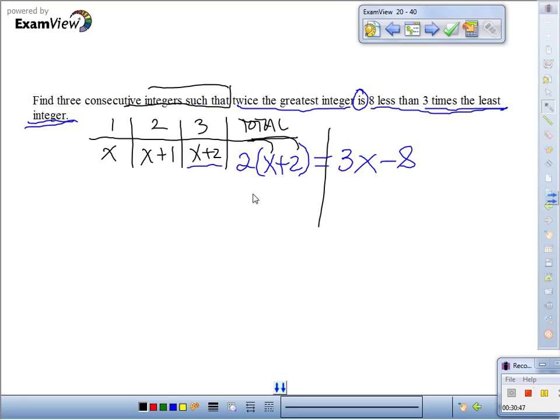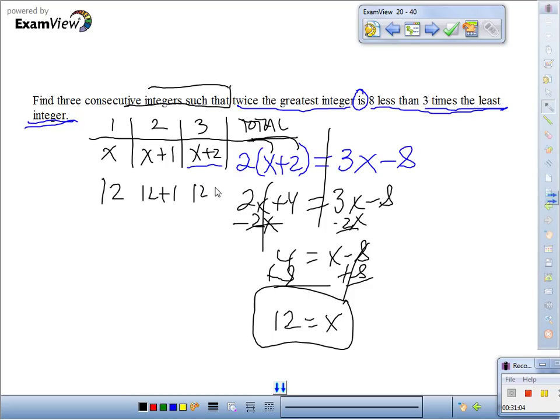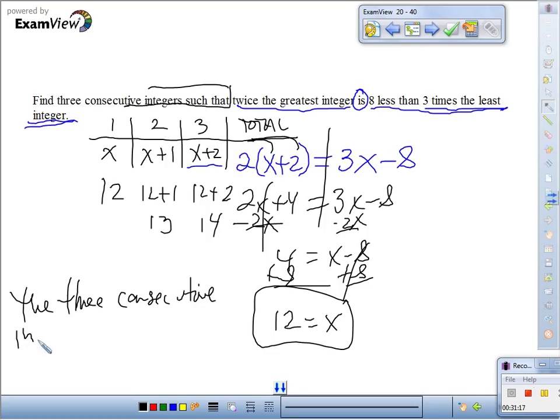Can we solve that? Yes. Distribute. 2x plus 4 equals 3x minus 8. Minus 2x minus 2x. 4 equals x minus 8, plus 8 plus 8. 12 equals x. Am I done? No. Substitute in here. 12. 12 plus 1. 12 plus 2. So that means this is 13. This is 14. Am I done? No. Statement. The 3 consecutive integers are 12, 13, and 14.